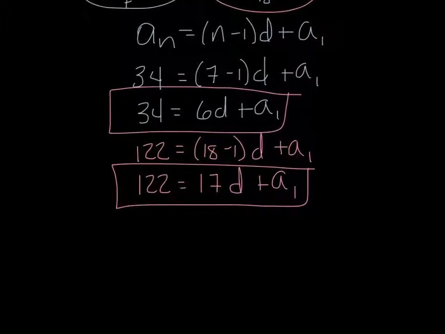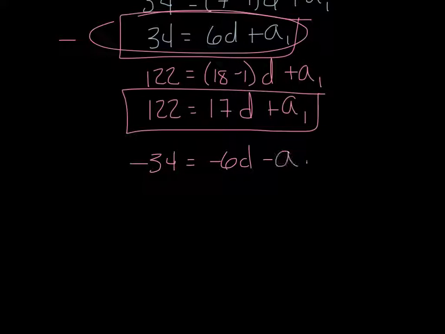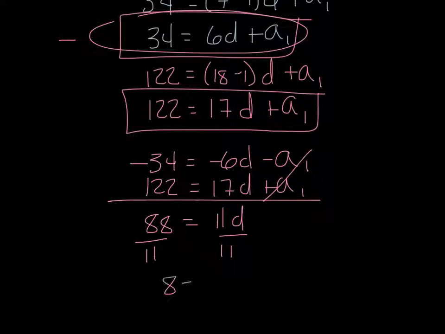So what we're going to do is I'm going to make one of them negative. So why don't I take this one and make it negative? So I've got negative 34 equals negative 6d minus a sub 1. And then 122 is positive, equals 17d plus a sub 1. And you'll notice the a sub 1's cancel out. And then I get 88 equals 11d. Divide by 11, 8 equals d.